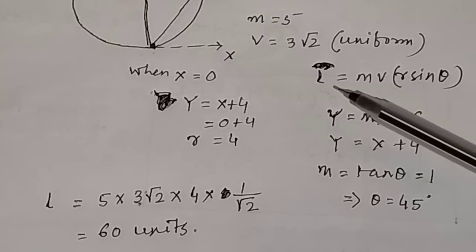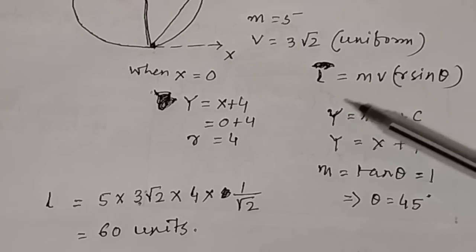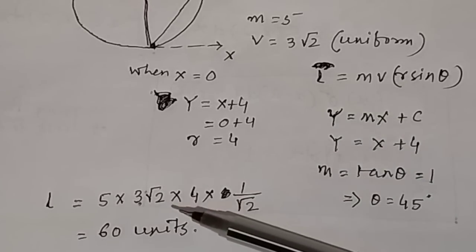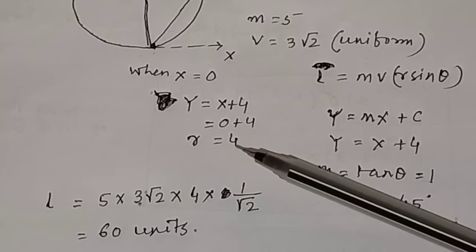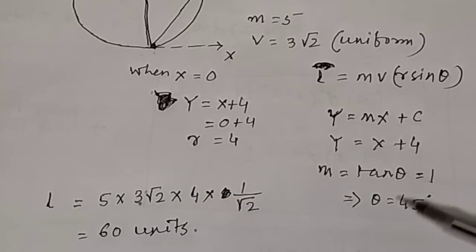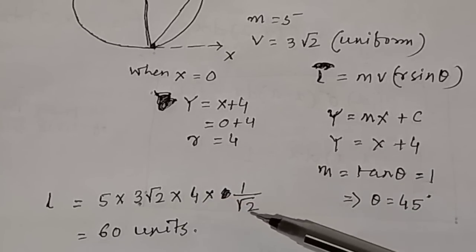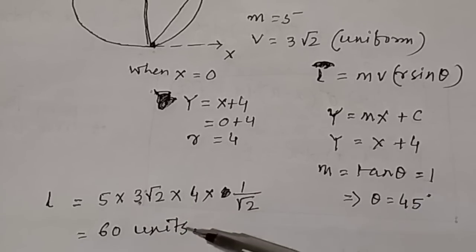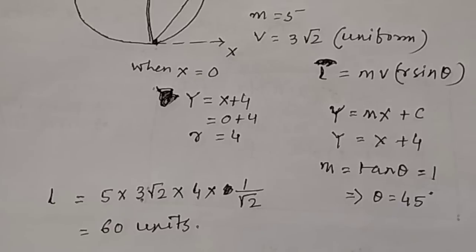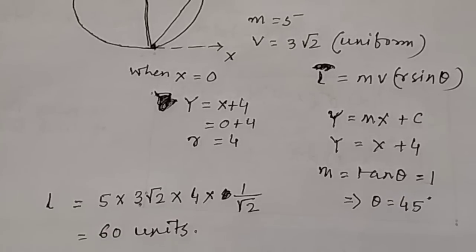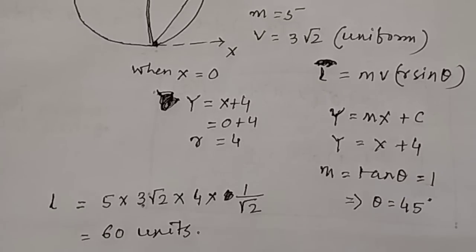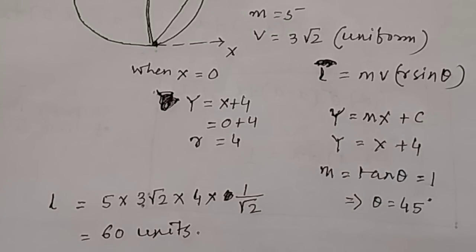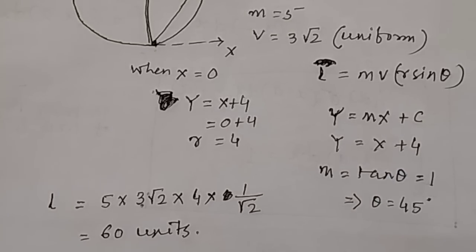So the angular momentum will be equal to m, that is 5, v given 3 root 2, and r we have found out as 4, and sine 45 degrees is 1 by root 2. If you solve it, this will be equal to 60 units. So the angular momentum of the particle will be 60 units, and this is the magnitude of the angular momentum of the particle about the origin.